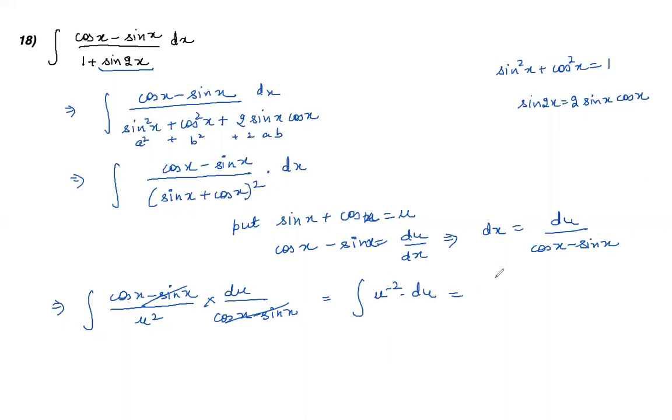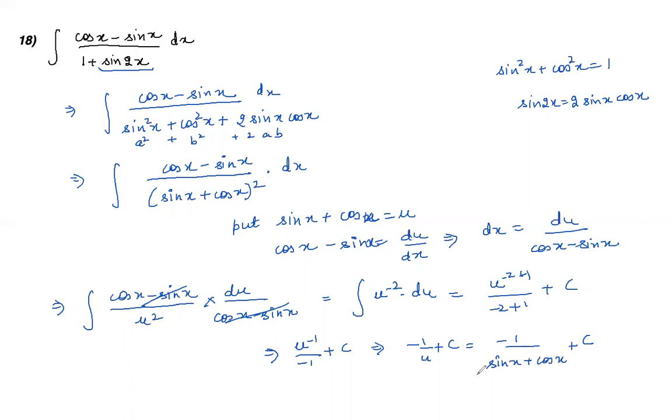Now I'll integrate this. I'll get u raised to minus 2 plus 1 upon minus 2 plus 1 plus c. So finally I'll get u raised to power minus 1 upon minus 1 plus c, or I can write it as minus 1 upon u plus c. Now I'll substitute the value of u again, that is I have u as sin x plus cos x. So minus 1 upon sin x plus cos x plus c. So this is the required answer for this question.